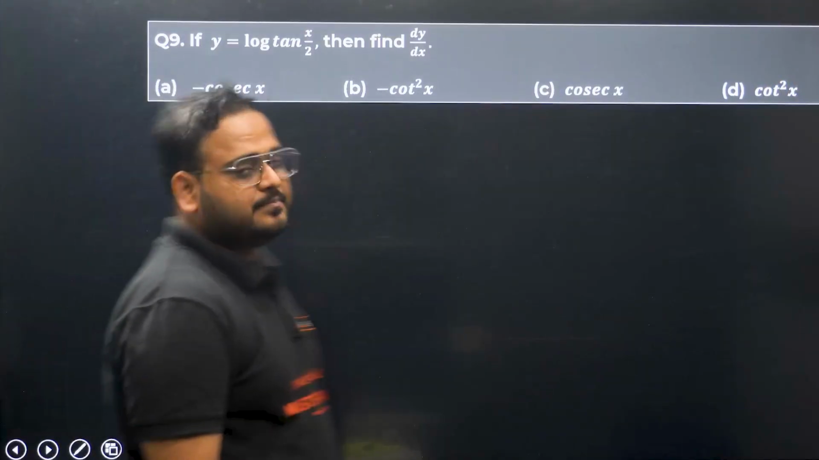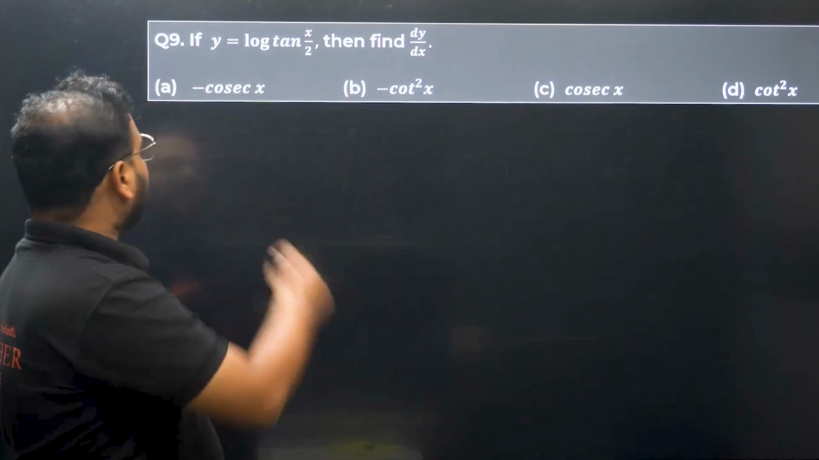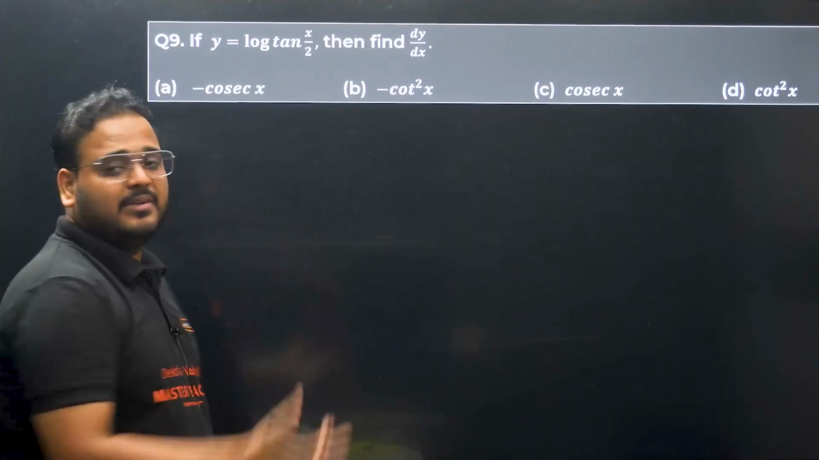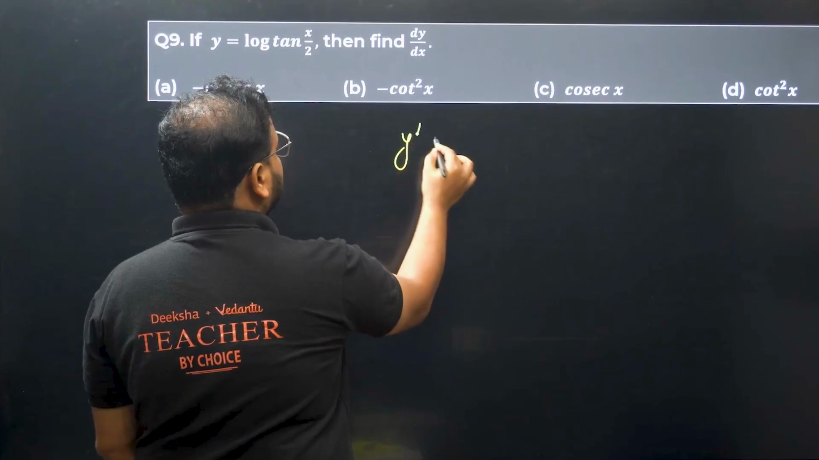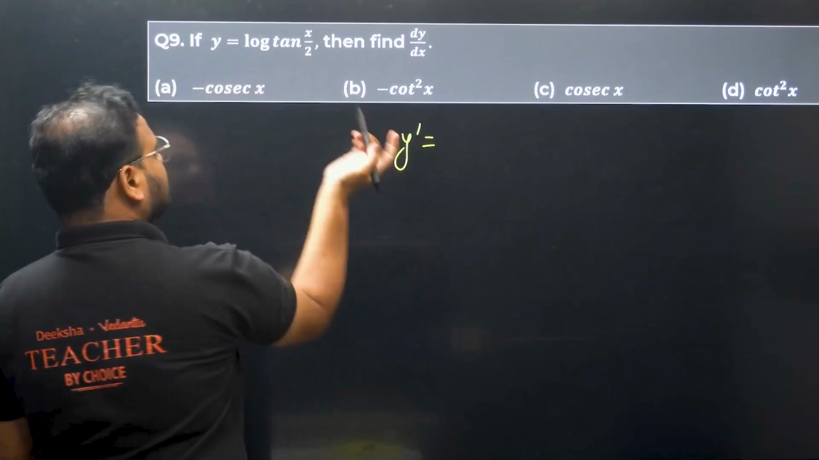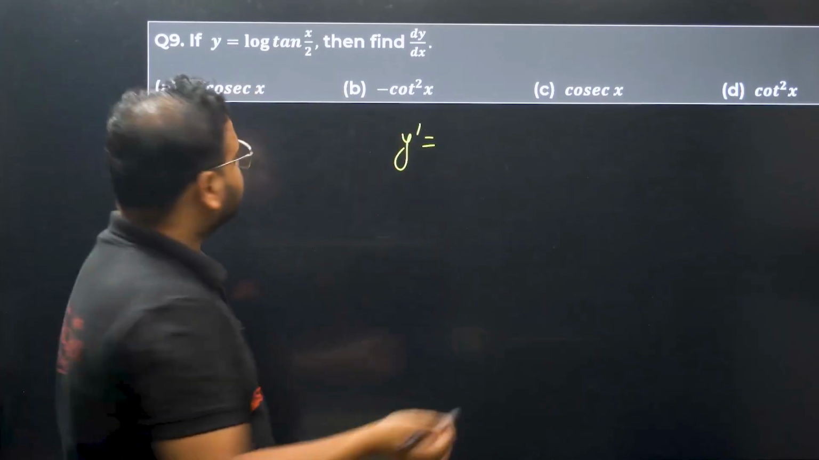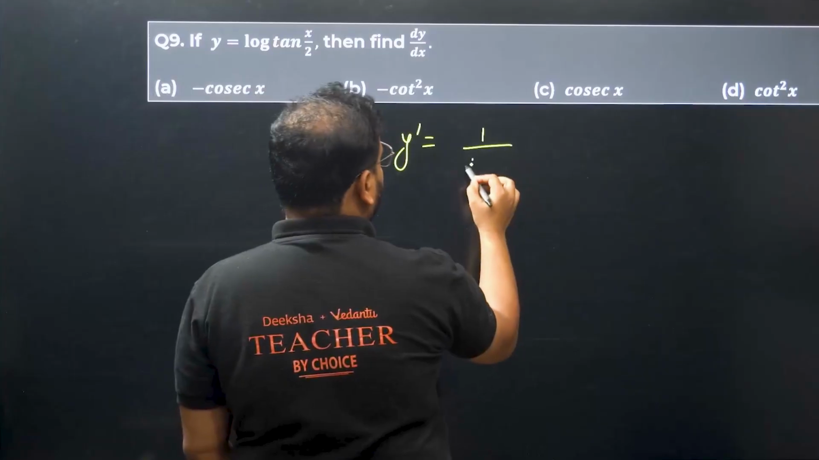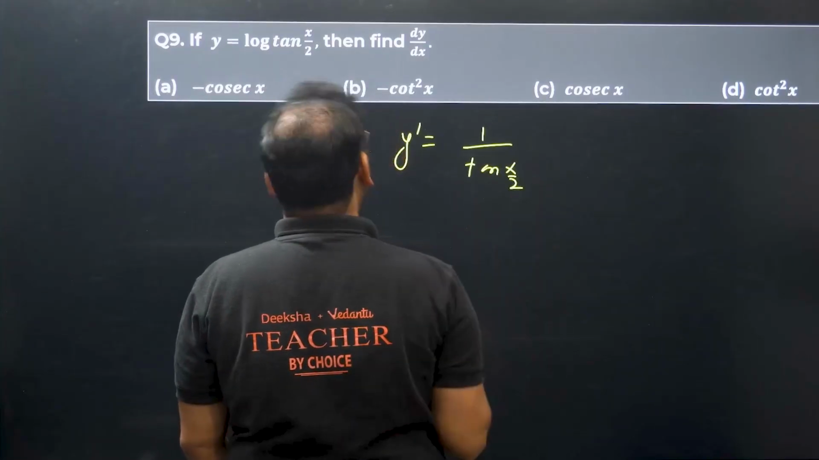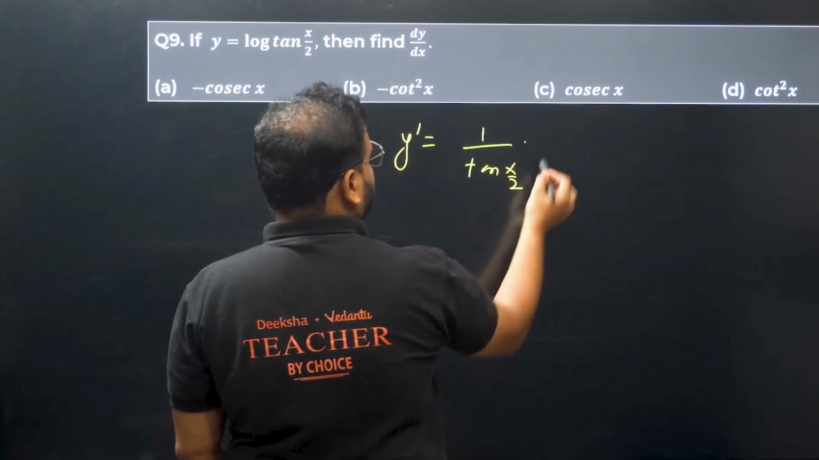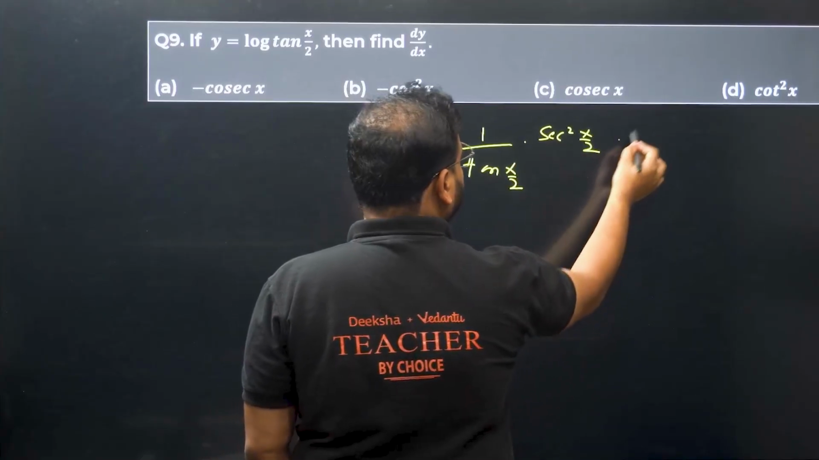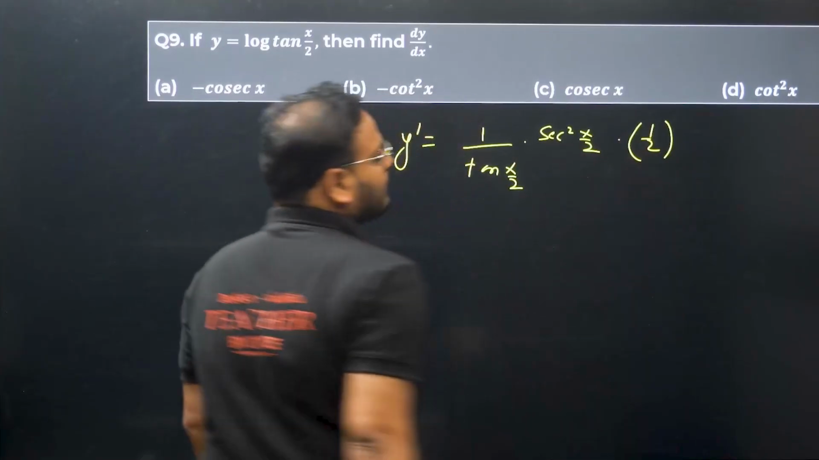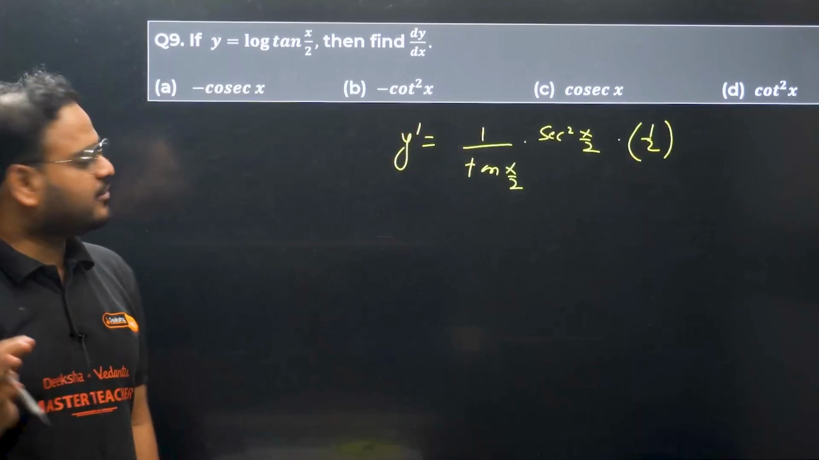Now question number 9. So we have y equal to log tan x by 2. Find the derivative dy by dx. How do you solve it? Very simple. Take the derivative y dash as, first you differentiate log. Simple use of chain rule will do. So we'll have 1 by tan of x by 2 over here. And differentiate tan, you'll have sec square x by 2. Differentiate x by 2 also, you'll have 1 by 2. As I said, simple application of chain rule.